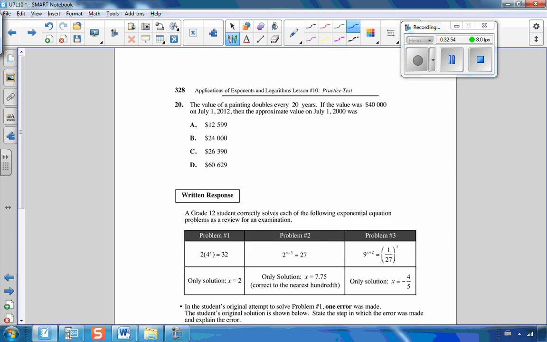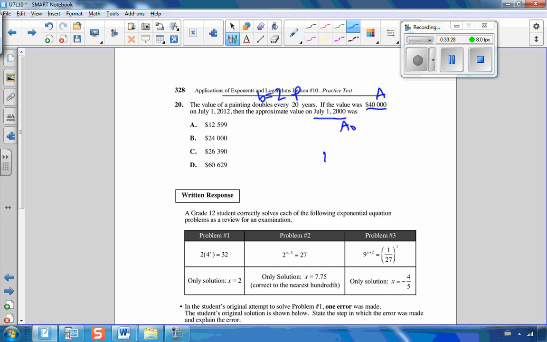Okay, the value of a painting doubles every 20 years. Oh, that's a doubling question, so that's my period. Doubling is my base, so my base is 2 and my period is 20 years. If the value was 40,000 on July 1st, 2012, the approximate value on July 1st, 2000 was, so we're going back to the initial value. Okay, so it sounds like we're given the end value here, which is my end amount, and then I'm going backwards to find my initial amount.